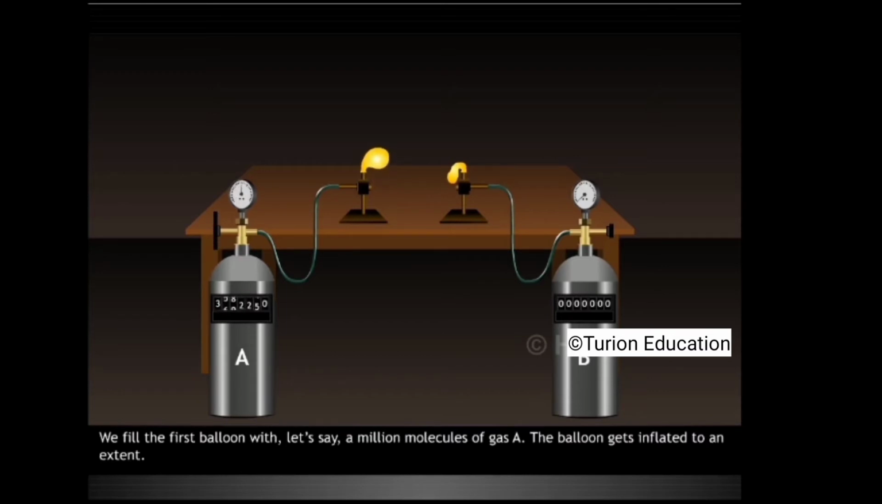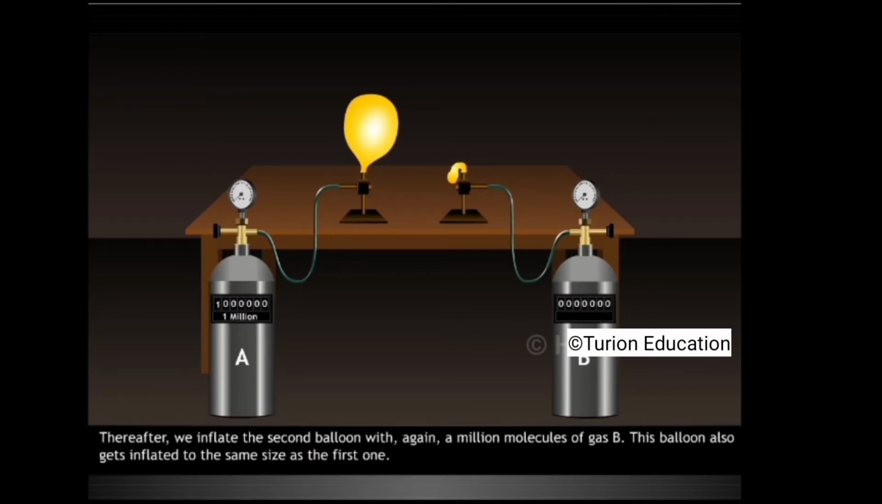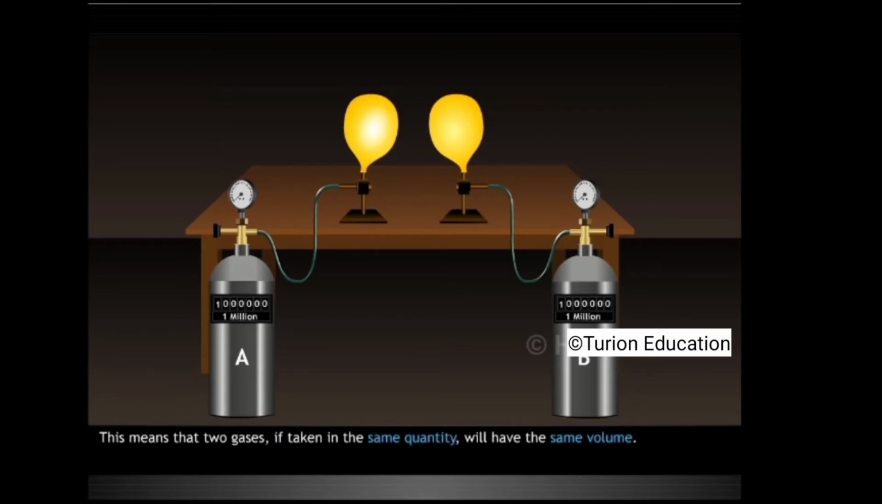We fill the first balloon with, let's say, 1,000,000 molecules of gas A. The balloon gets inflated to an extent. Thereafter, we inflate the second balloon with, again, 1,000,000 molecules of gas B. This balloon also gets inflated to the same size as the first one. This means that 2 gases, if taken in the same quantity, will have the same volume.